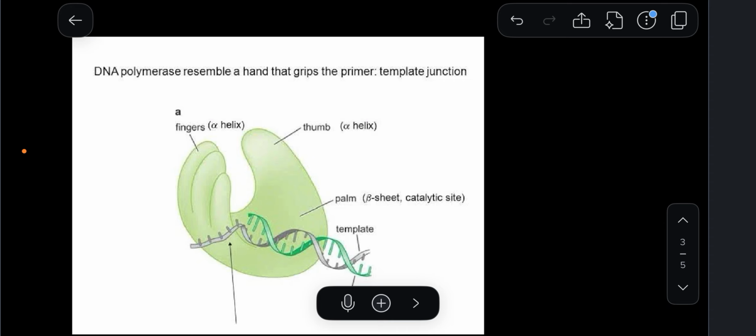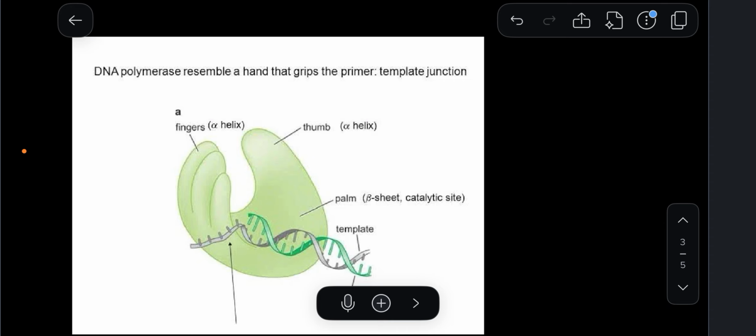This DNA polymerase enzyme has another activity, which is not related to these three domains. This activity is not related to the fingers domain, the thumb domain, or the palm domain. That is called exonuclease activity. So what is this exonuclease activity?